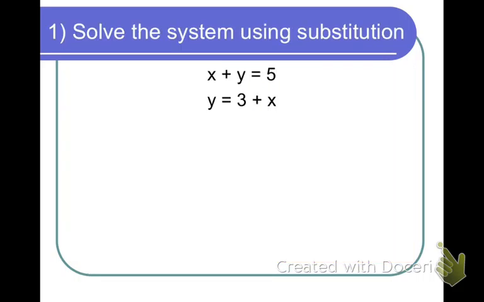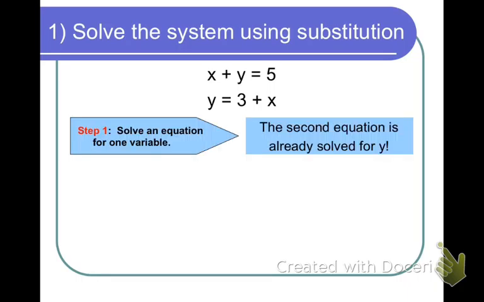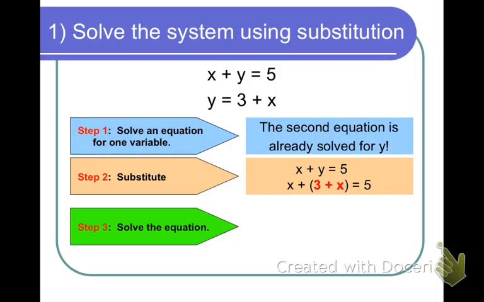Okay, so let's solve this system using substitution. Note that one equation is already solved for y, and we can use that in the first equation. So we're going to solve an equation for one variable. The second equation is already solved for y, which makes it a lot easier. We will substitute into the original equation, and in place of the y, we will put the expression 3 plus x. Now we have an equation in one variable, and we will simplify.